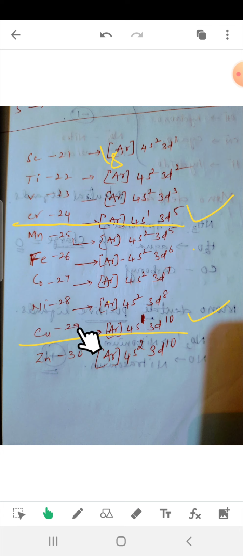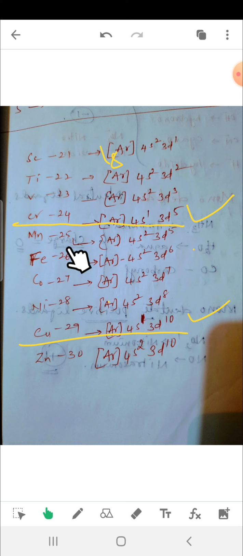Copper 29: in the case of chromium and copper, the half-filled and fully-filled concept exists here. Based on the half-filled or fully-filled orbital rule, actually 4s2 3d9 is the configuration, but one electron is promoted from the s orbital to the d orbital. Here the copper gets a stable configuration, that's why we write the configuration 4s1 3d10. Zinc also, 30, 4s2 3d10.